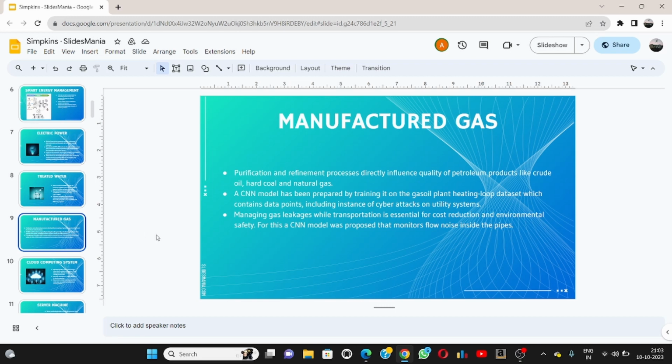Manufactured gas. Purification and refinement processes directly influence the quality of petroleum products like crude oil, hard coal, and natural gas. A CNN model has been prepared by training it on the gas oil plant heating loop dataset. This is a dataset name, which contains data points including instances of cyber attacks on utility systems. Managing gas leakages during transportation is essential for cost reduction and environmental safety. For this, a CNN model was proposed that monitors flow noise inside the pipes.